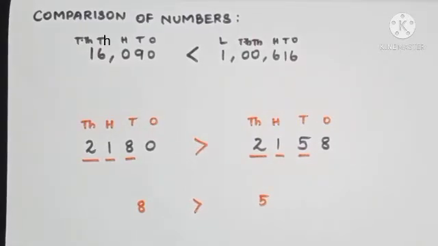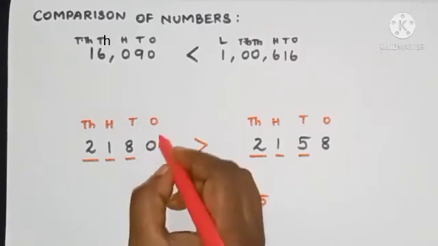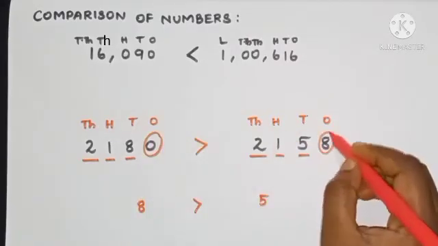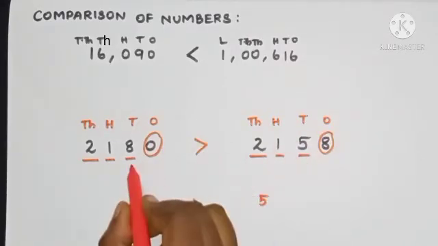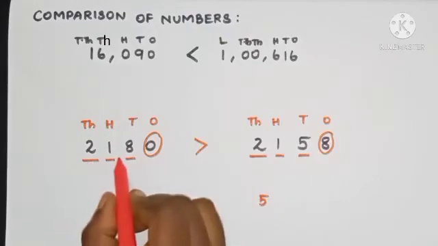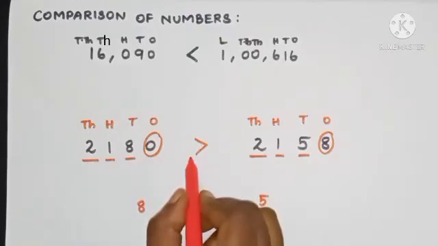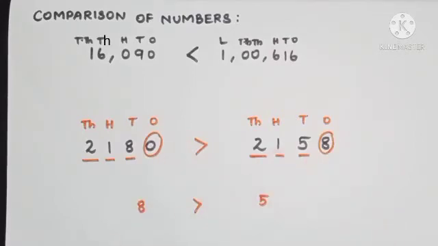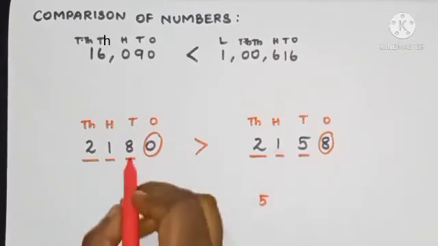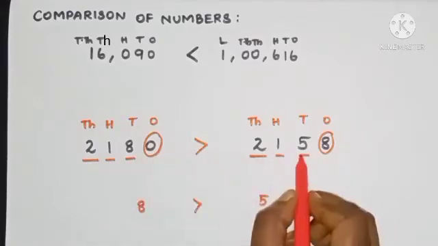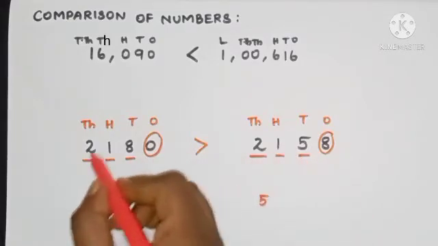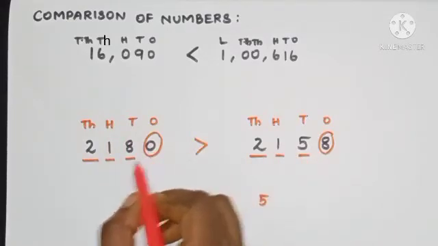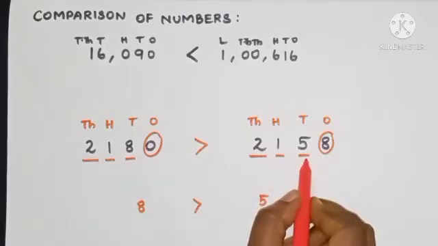Students may think why we need not compare the ones place. Because while comparing the tens place, we conclude that 2,180 is greater, so we need not compare the ones place. If the tens place value is the same, then we move on to the ones place. But here the tens place value is different.